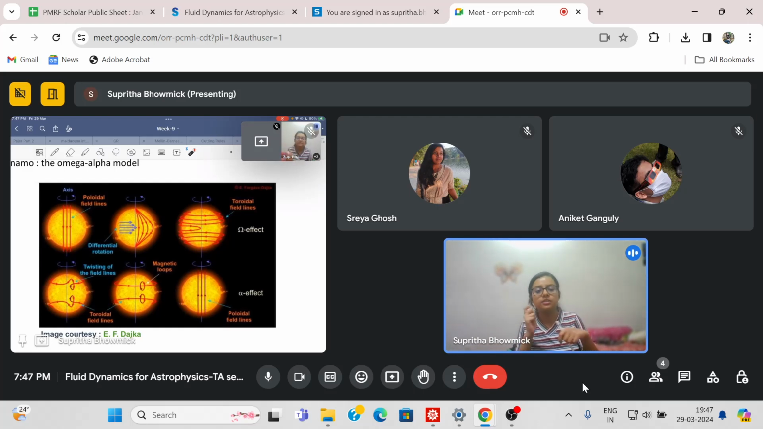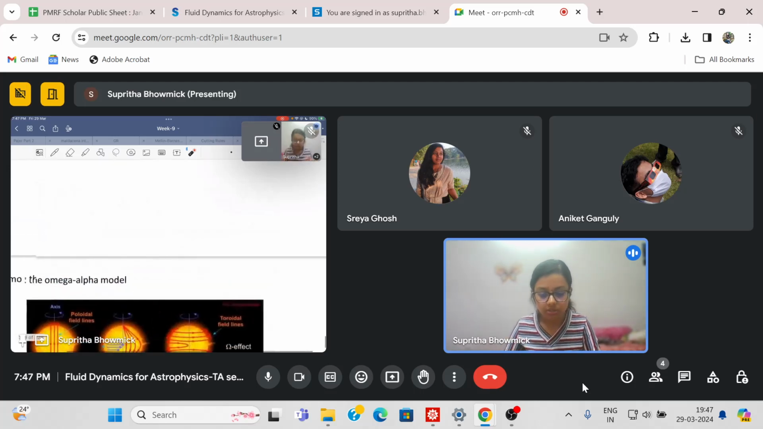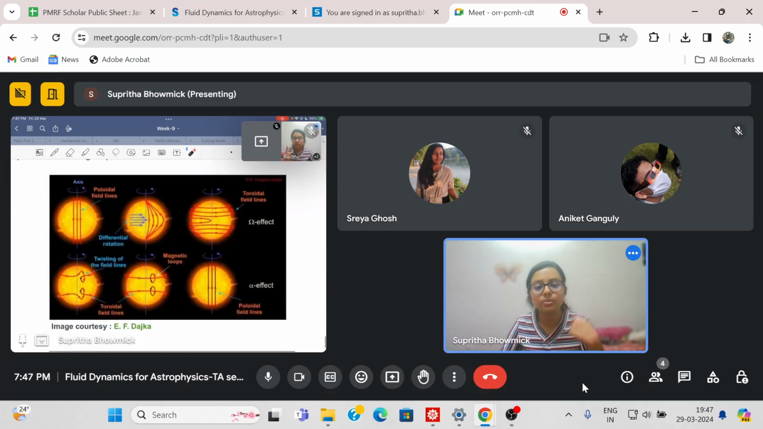Why? Because the observer sees a different, flipped omega, right? So when you combine these two things, you will see that the ultimate twist in the magnetic field is along the same direction. Okay? Sorry, it's along this direction.